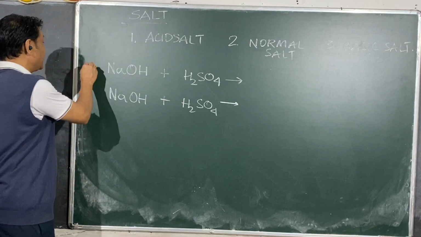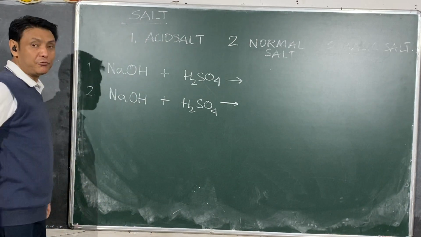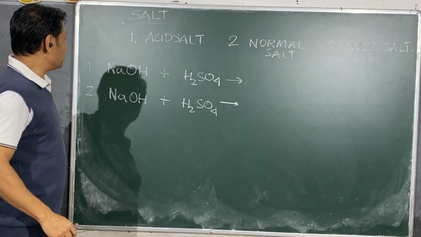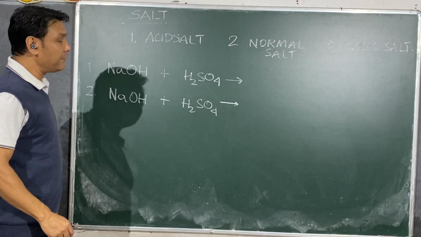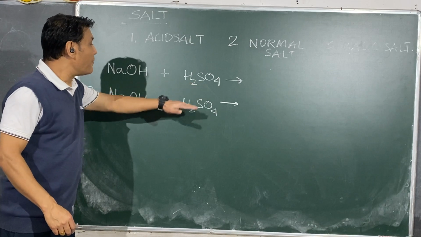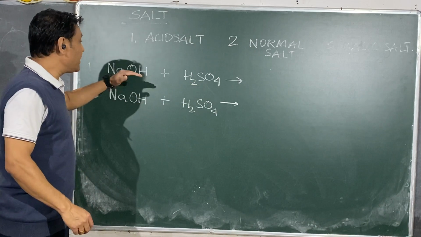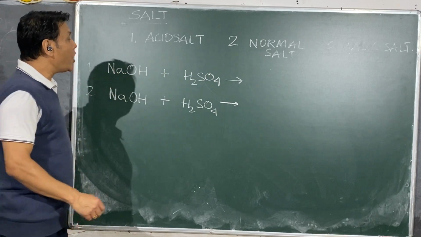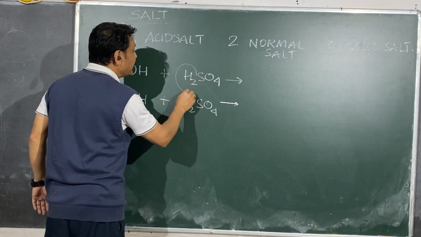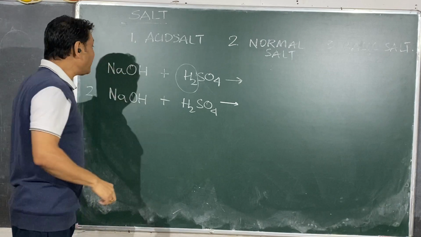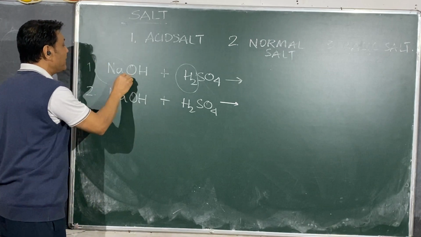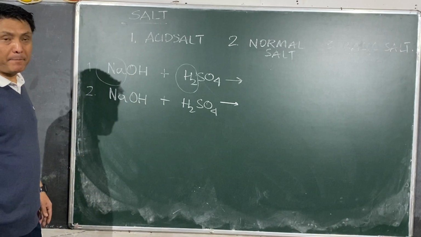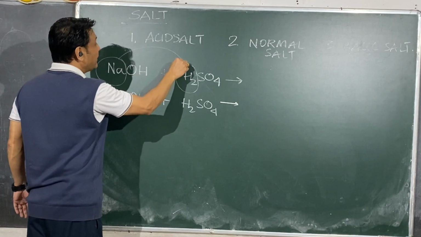Conditions reverse. Number 1, number 2. Now, if you have more of an acid than the base, the quantity of an acid is more than the base, all the hydrogen ions of the acid will not be replaced by the metal. It is not replaced by the metal.